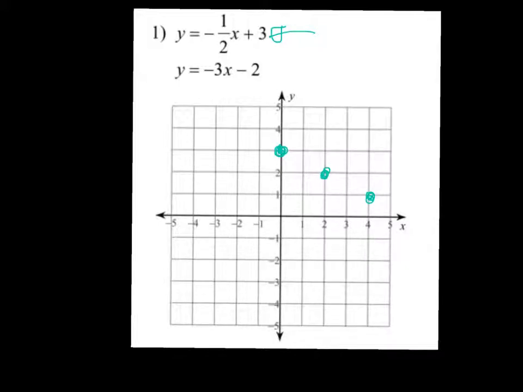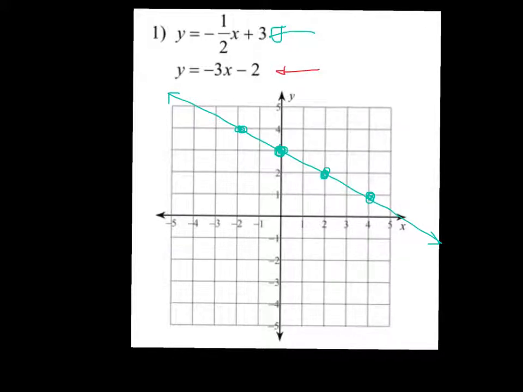Now that I've gone down and right, I'm also going to go up 1, left 3, and put a point up there as well. And then I'm going to go up 1 over 2, since the slope is -1/2, and I made a mistake on that one. Then I'm going to connect those points. There's my first line. Now I'm going to graph my second line.